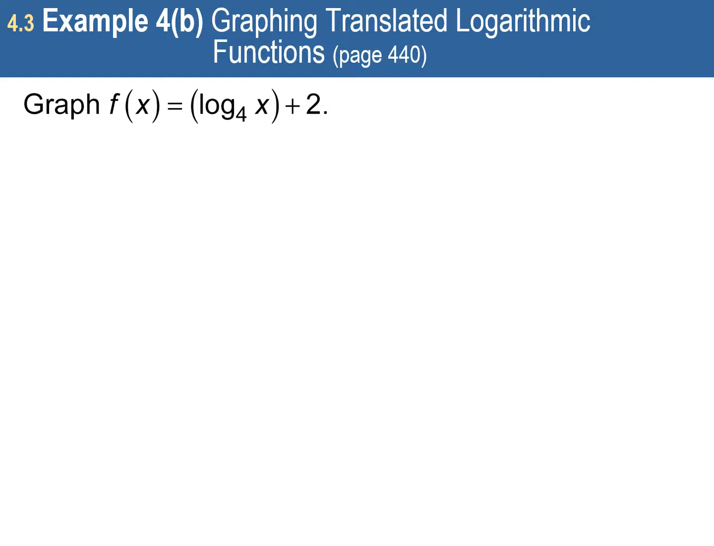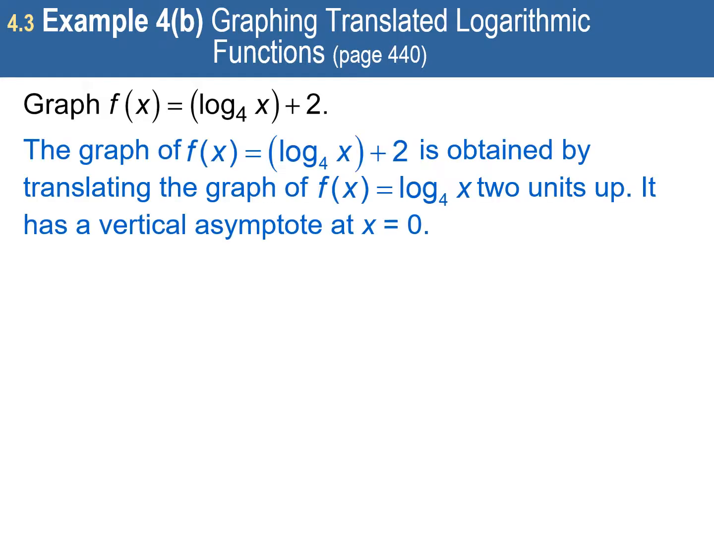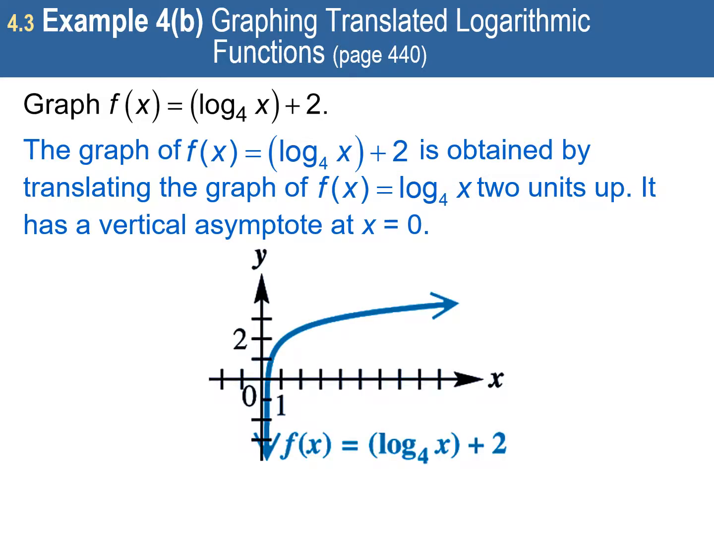Now, how would we graph log base 4 of x, plus 2? Well, this is going to be a vertical translation up of 2 units. So we still have the same vertical asymptote. The values are simply shifted up 2. The domain is 0 to infinity, and the range is all reals.